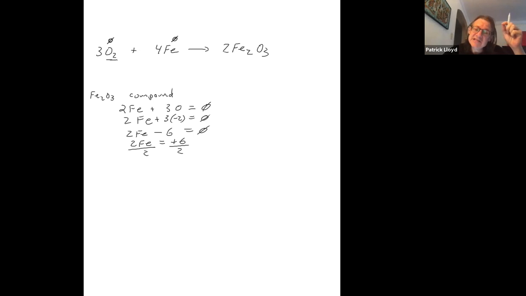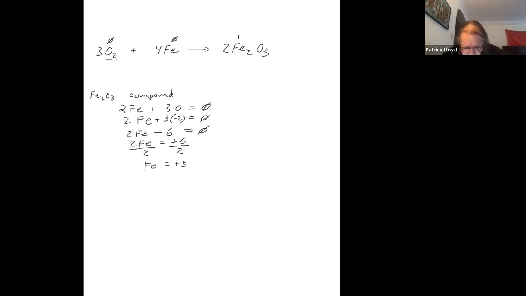Because we want to know how much each iron is, not both of them together. The oxidation state is the charge, essentially the charge on each atom in the substance. So Fe would then be +3. Now you can figure this out just by figuring out the charges too. Fe2O3, oxygen is -2, iron is +3, that adds up to 0 and it works. So you can do that too.